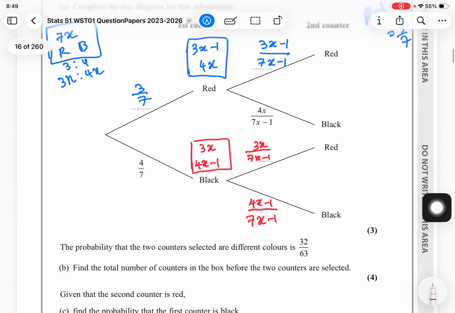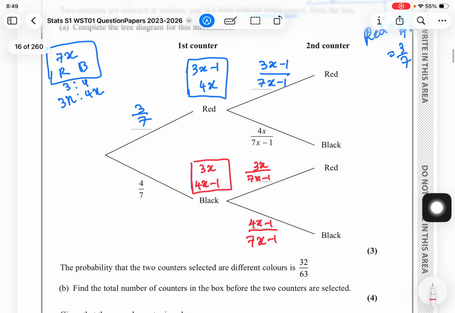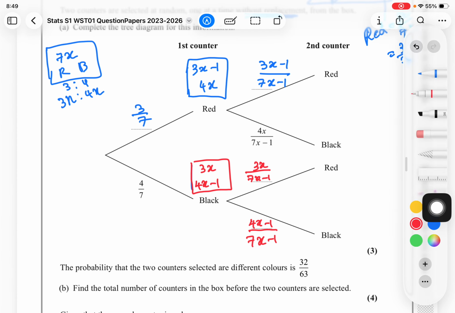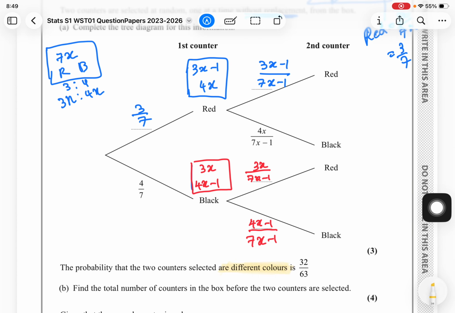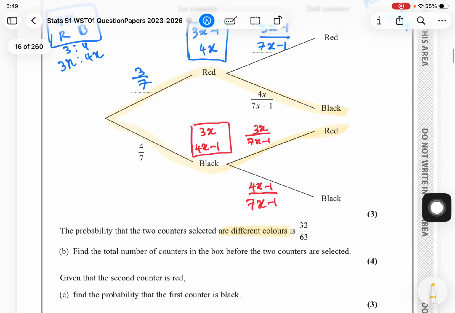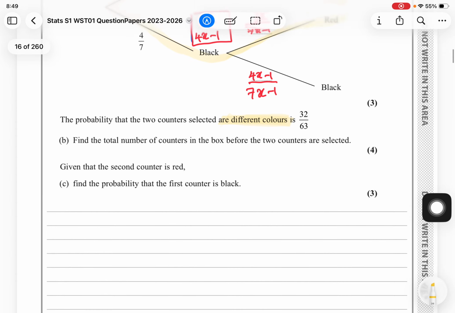Now they are saying the probability that two counters are selected in different colors is 32 divided by 63. Okay, let's see what those branches are. Those branches are going to be different colors, right? So if it's different colors, one branch would be this, another branch would be this. We multiply branch-wise, and when we add the two branches, we will get 32 divided by 63.